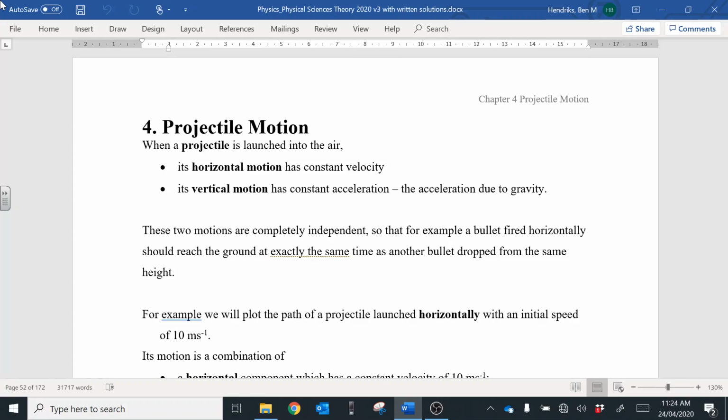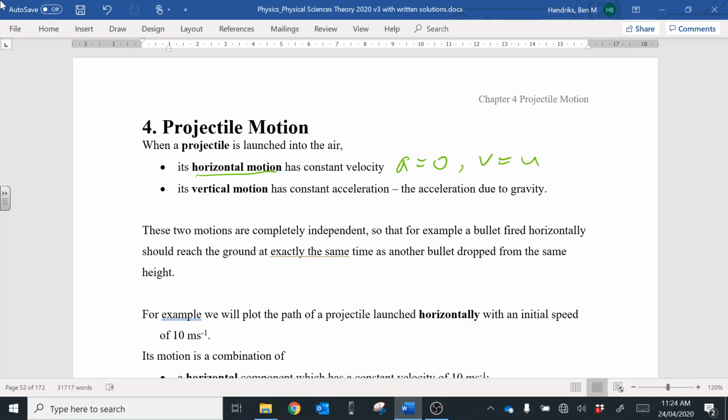Okay, so we're looking at the notes on projectile motion. We'll just read through these quickly. When a projectile is launched into the air, the horizontal motion has a constant velocity. So what does that mean? When it has a constant velocity, we know a is equal to 0 and v is equal to u. So the final velocity is equal to the initial velocity because there's no acceleration.